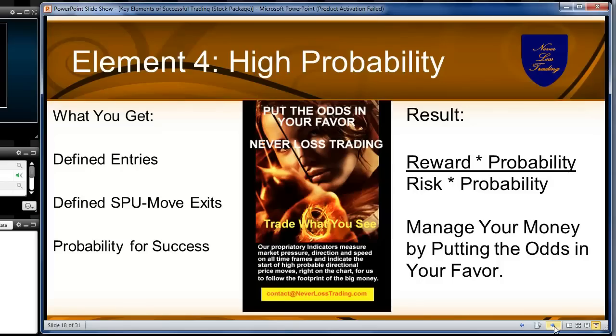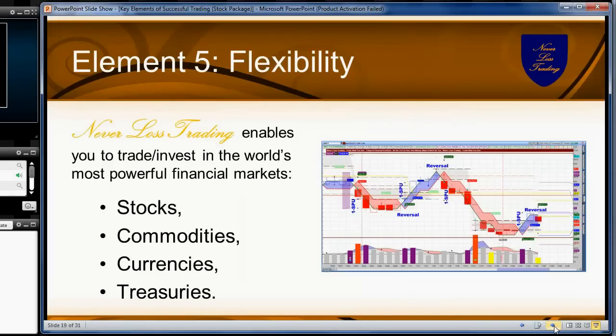So, as said, it works for stocks, it works for commodities. You can trade gold with it, or silver if you like, or crude oil. It works for currencies, it works for currency pairs or currency futures, it works for treasuries like the 30-year bond.